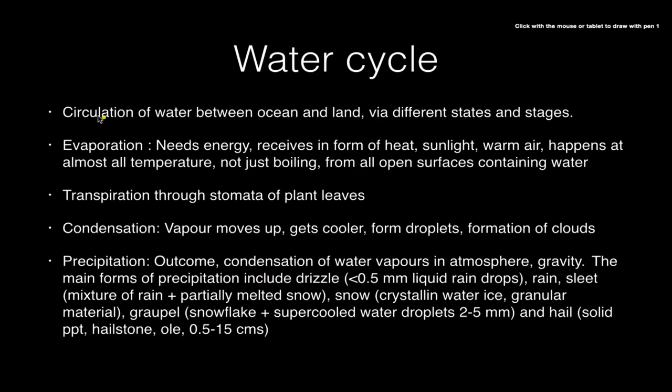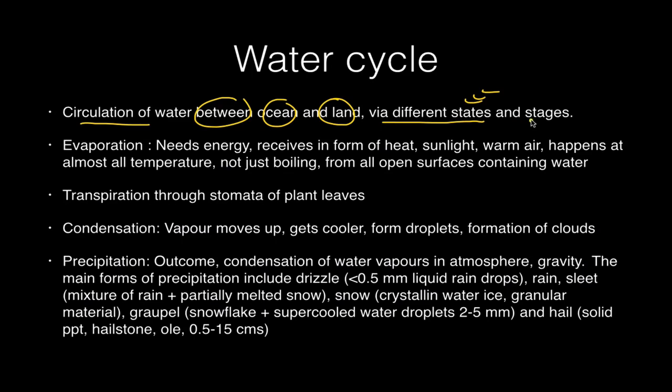Now the water cycle is the circulation of water between ocean and land via different states of water. Sometimes it will be vapor, sometimes liquid, sometimes solid, in stages. Now it goes through evapotranspiration. I have told everything. It needs energy, received in the form of heat like sunlight, warm air. It happens at almost all temperatures, not just boiling. Unless it's frozen, then it's very slow. Otherwise, it happens at all temperatures.